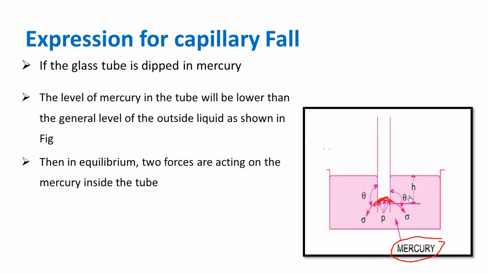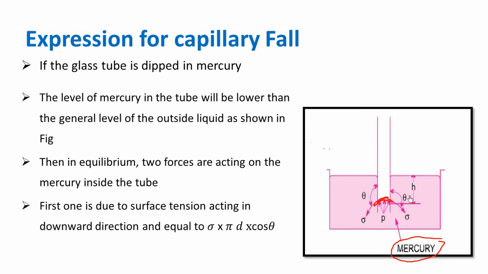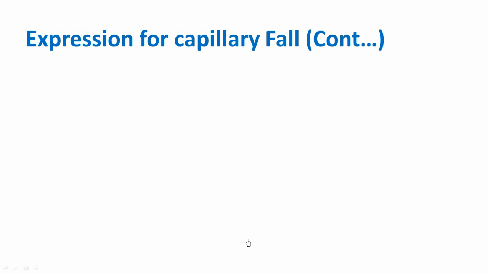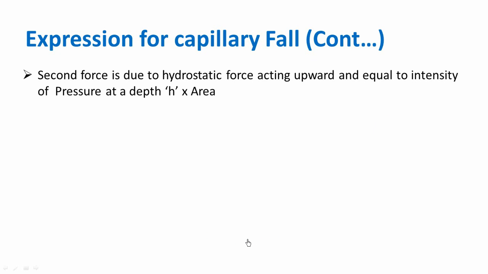So with the height h, in equilibrium, two forces are acting on the mercury. The first force is due to surface tension, which is acting in the downward direction with the component sigma pi d cos theta. Similarly, another force, the hydrostatic force, or sometimes we call it a pressure force, is acting in the upward direction because of the height h.